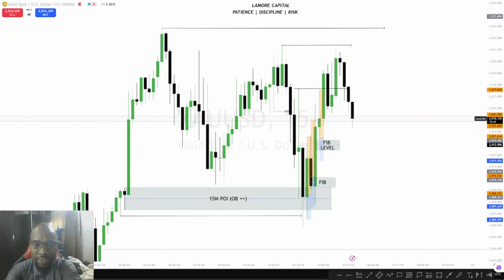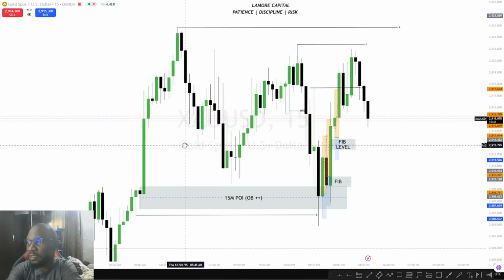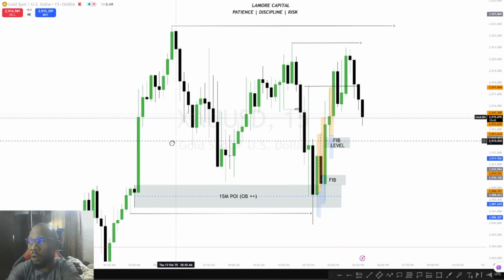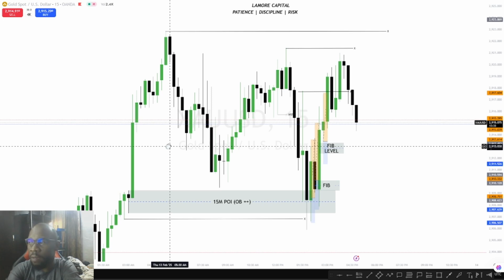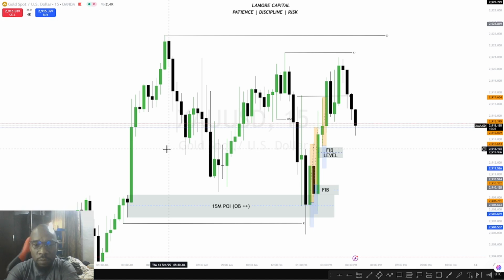So welcome back to my screen, guys. This is the gold chart. That's the 15 minutes time frame. This is the 15 minutes time frame on gold. So I want to explain how I got my point of interest and how I knew that this order block is going to hold the market.